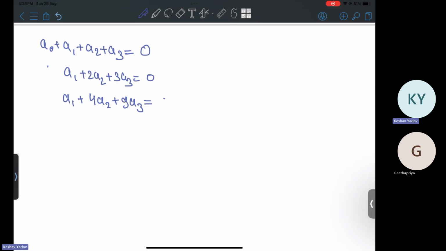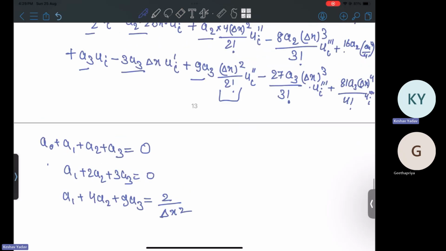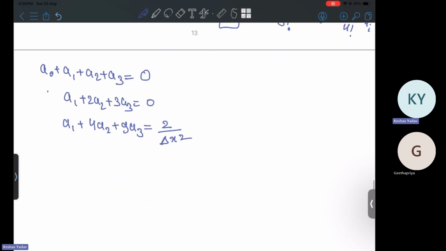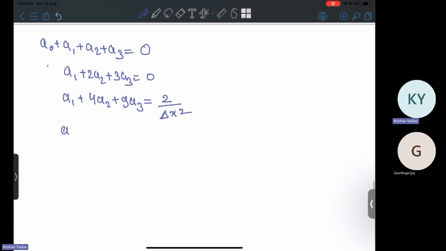I will get it as 2 upon delta x square. Okay. The last equation, what I will get? A1, 8 A2, A1, 8 A2, and what I will get? A1, 8 A2 and 27 A3. So A1 plus 8 A2 plus 27 A3, that will be equal to 0.